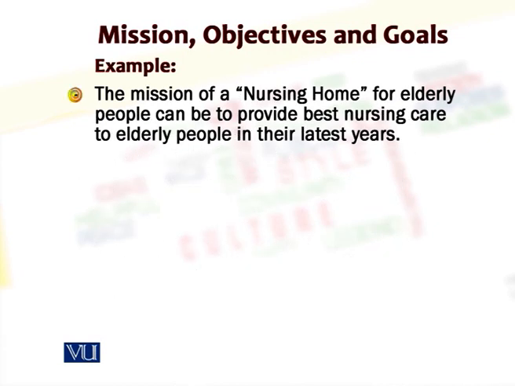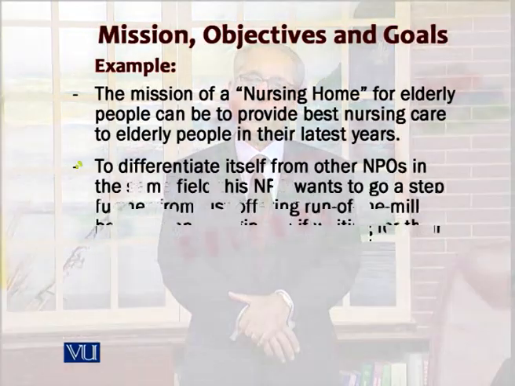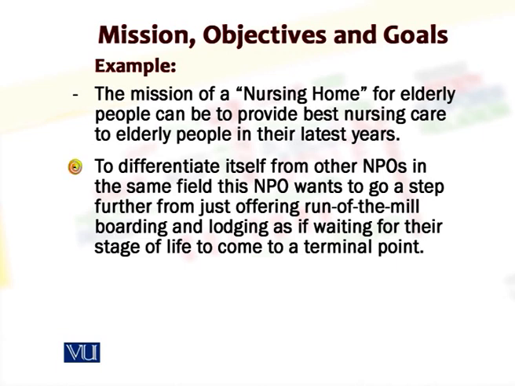This example relates to a nursing home. You are working for that nursing home which provides medical and nursing care to elderly people in their latest years. Now, the intention here is that you would like your organization to become an entity that differs from other organizations offering similar kind of services. You would like to differentiate on so many different counts, which are in addition to just offering the boarding and lodging with medical and nursing care to elderly people who may start thinking that they are counting their days and waiting for the terminal point in their life to come and take them from here.